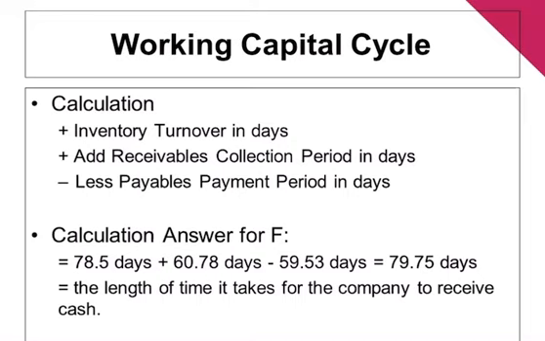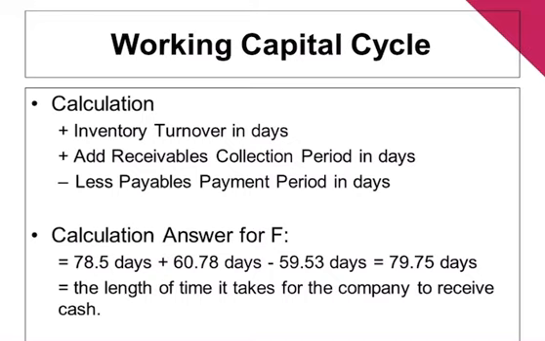Okay, so the final thing to do is to create this idea of a working capital cycle. It's just simply now to use the three results that you had for stock, debtors and creditors, or receivables, inventory and payables, so that now you can actually create a cycle to see on average how long it takes for you to get your money in. So the calculation is very straightforward. You take the inventory turnover in days, you add the receivable collection period in days, and you take away the payable or the creditor's payment period in days.